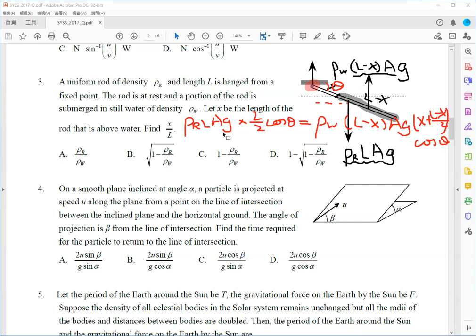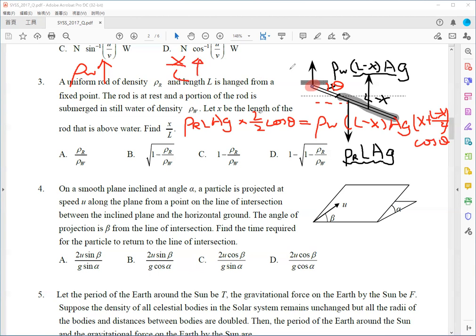So I'm not sure which one is the answer. But at least I can sort out some of the choices, I think. So let's say the density of the liquid is larger. Okay, so that means it's no longer water. You may consider, let's say, mercury, and then the density is much larger, and then the buoyancy will be much larger. I think probably you can see that the ratio X over L will be larger.